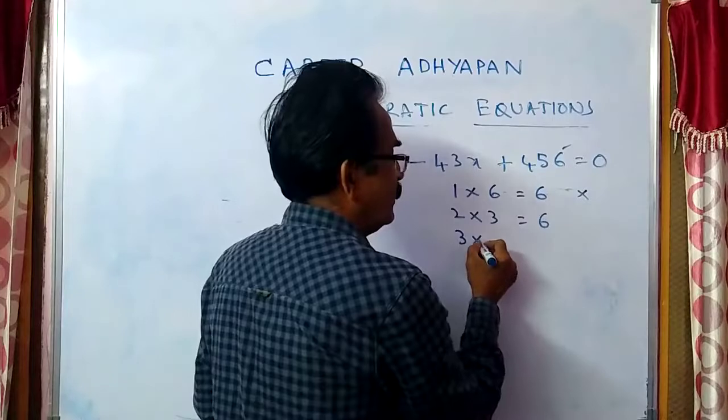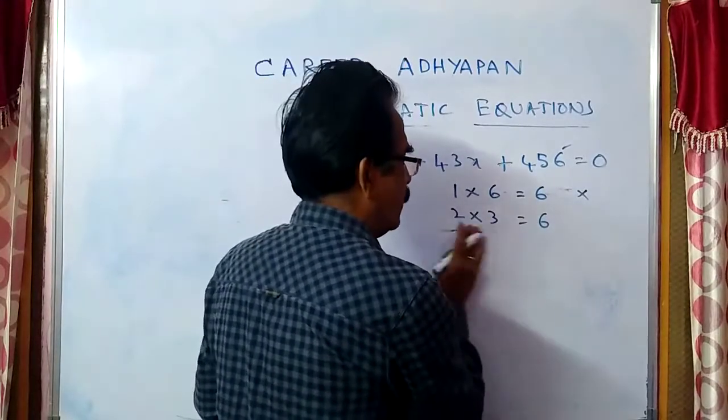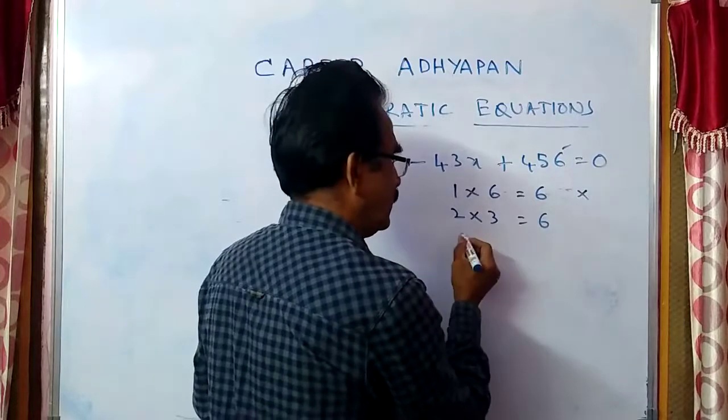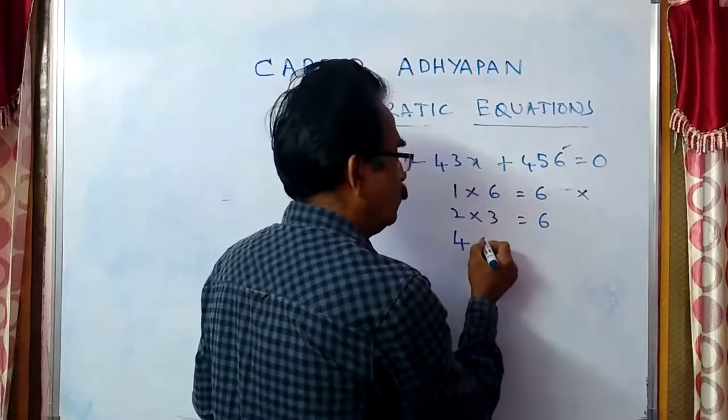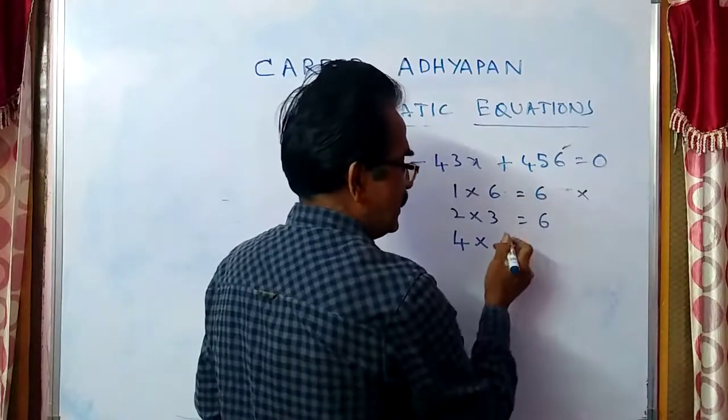Go for 3 into 2. 2 into 3, 3 into 2. Both are the same, you need not go for that. Next, 4 into 9. Here you have to get the product's unit digit as 6.